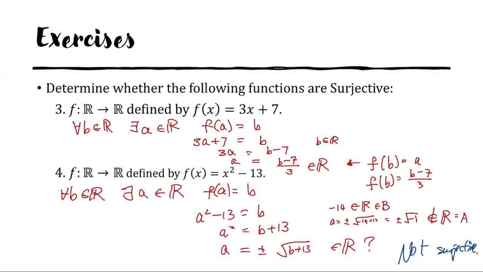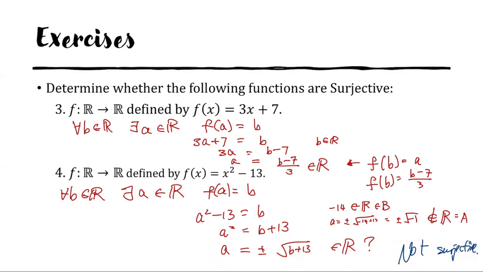Okay, so we choose 14 because we want to find a counterexample. We want to find an example where this is not a real number. And we know when we take a square root of something, we can't have the square root of a negative number. So it's impossible to have a negative number under the square root. If you choose negative 14, you will get a negative number, which no longer belongs to the real numbers. So this is not surjective.